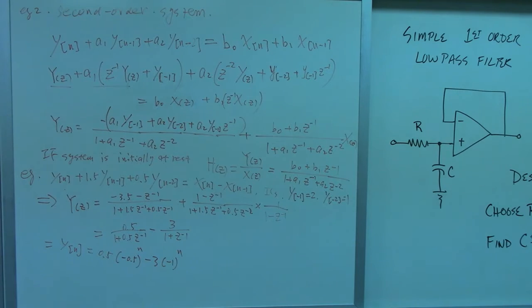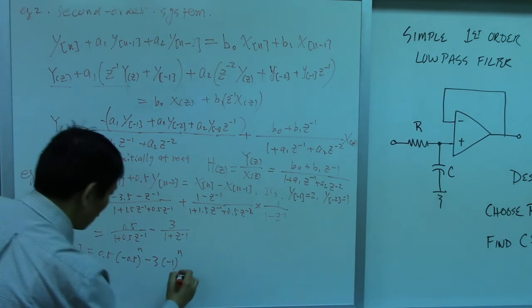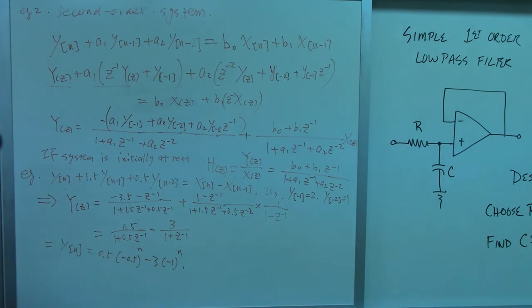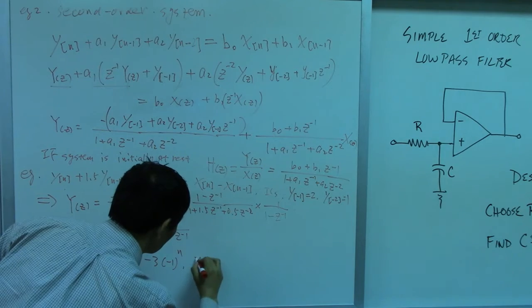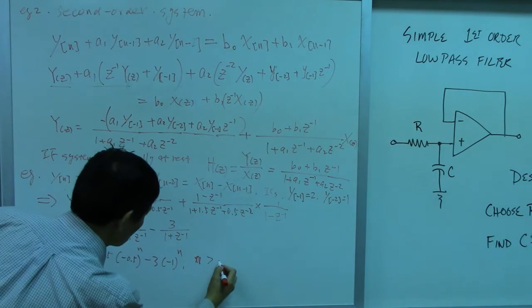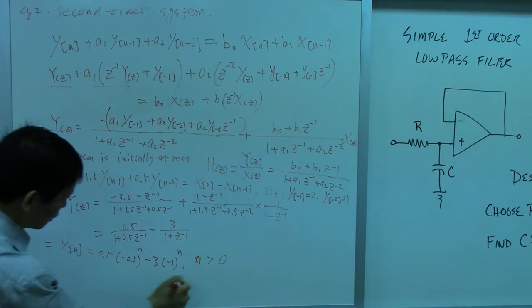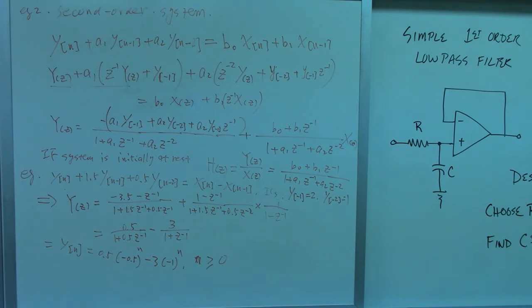Then we assume this one is a causal signal, so causal system. So that means all this together with the u[n], or you can just say n greater than or equal to 0. Can we have 0? At n equals 0, this one equals 1. Okay, so we do have 0. Any questions? What do we call this? Complete response.